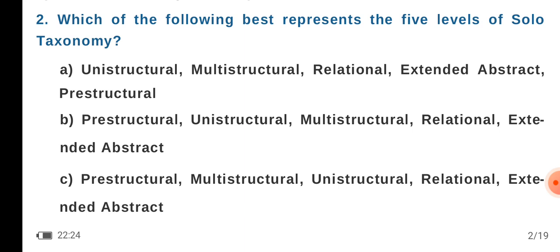Which of the following best represents the 5 levels of SOLO Taxonomy? Letter A, unstructural, multi-structural, relational, extended abstract, pre-structural. Letter B, pre-structural, unstructural, multi-structural, relational, extended abstract. Letter C, pre-structural, multi-structural, unstructural, relational, extended abstract.